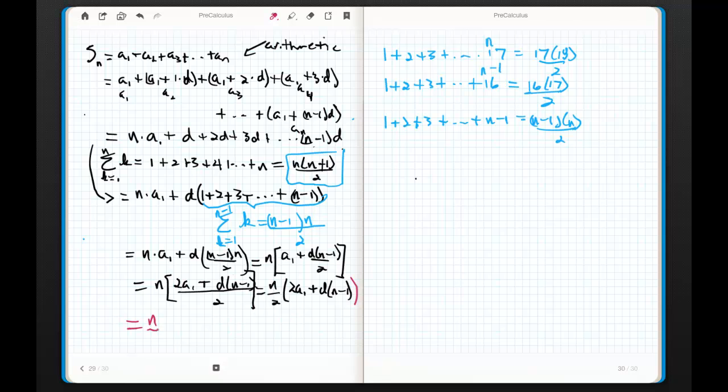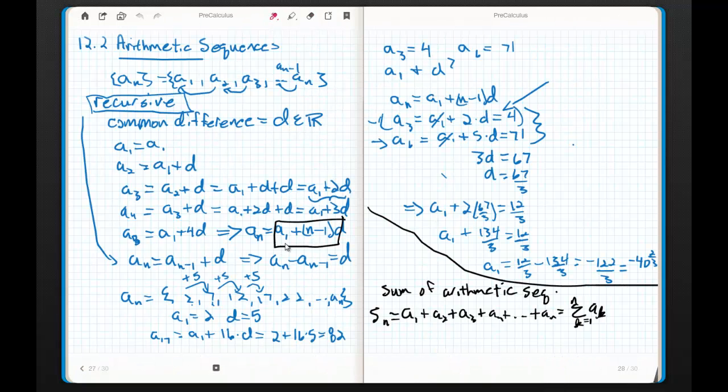Well, watch. If I go n halves, I'm not going to see 2a1. I'm going to see 2a1 written as a1 plus a1. See what I did there? Plus d times n minus 1. And then all of a sudden, my spidey sense starts to tingle. I've seen that equation before. Where have I seen that equation before? Oh, sweet goodness. That's a sub n.